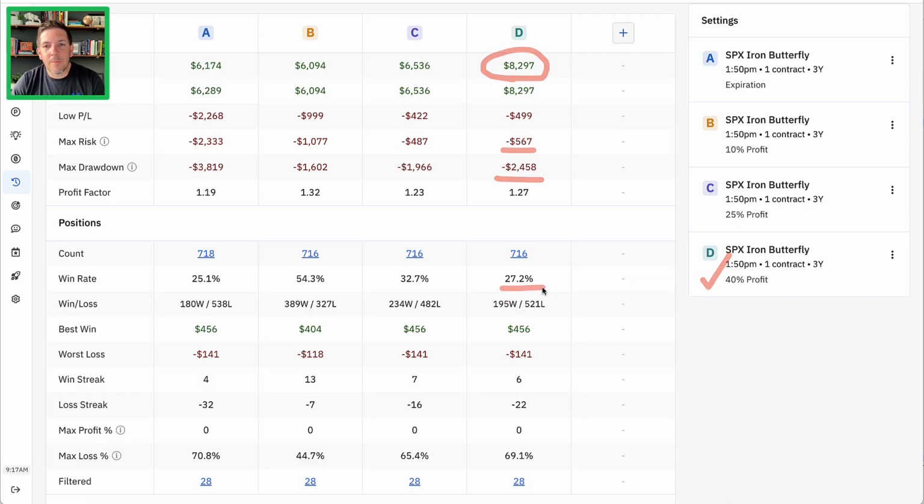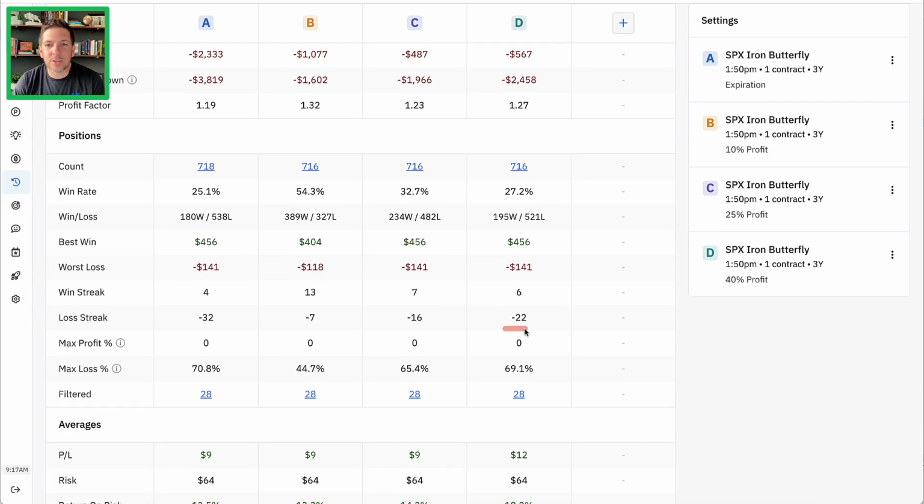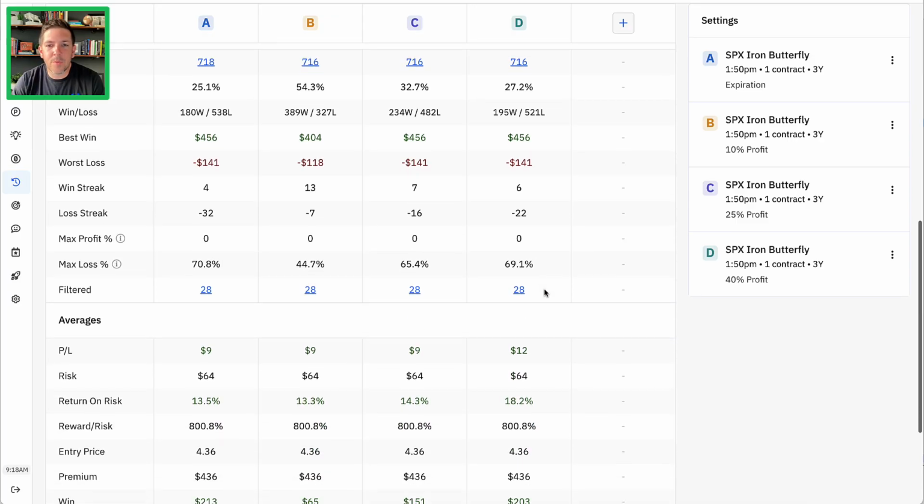The win rate dropped back down considerably. It was just above where the baseline scenario was. So on a win rate basis, you basically won about the same amount that you would have if you had held it towards expiration. You can see that your loss streak started to increase again. Your win streak started to decrease. Again, these all make logical sense as we go towards that higher profit target.